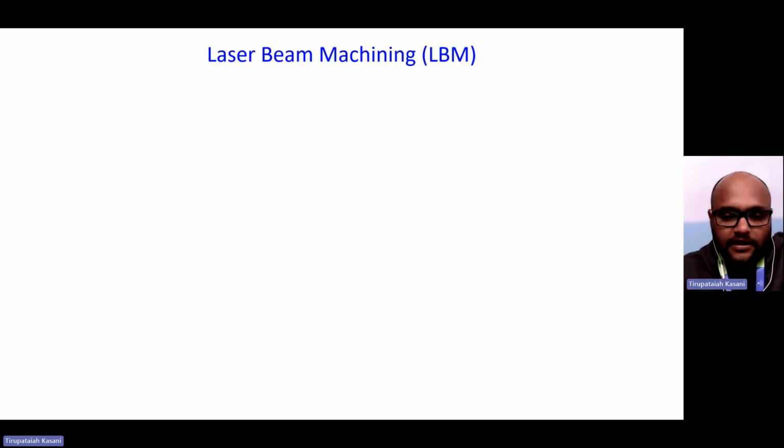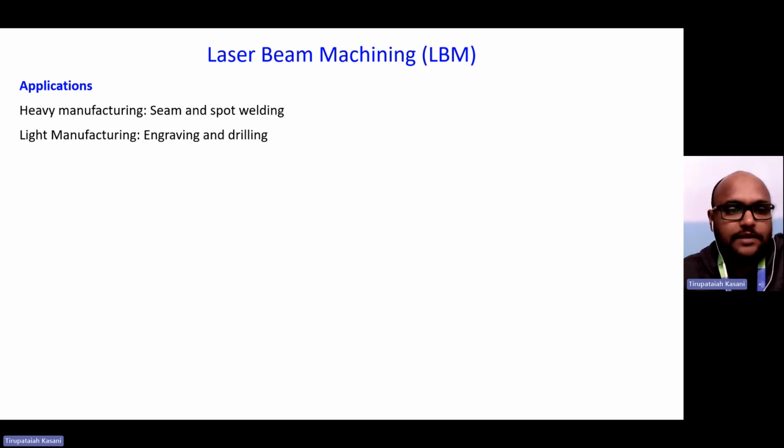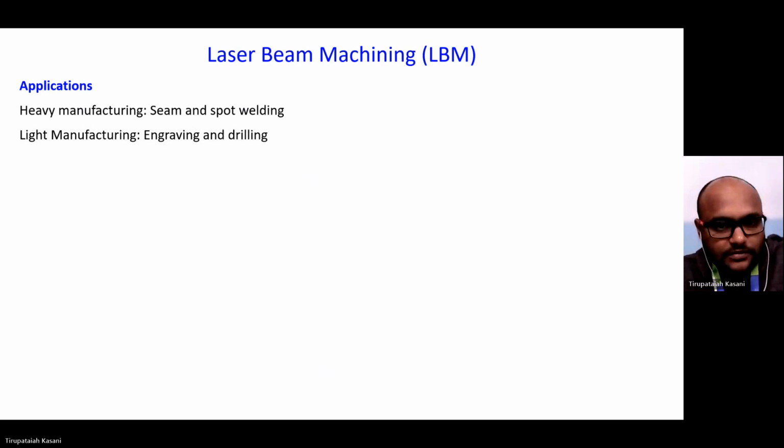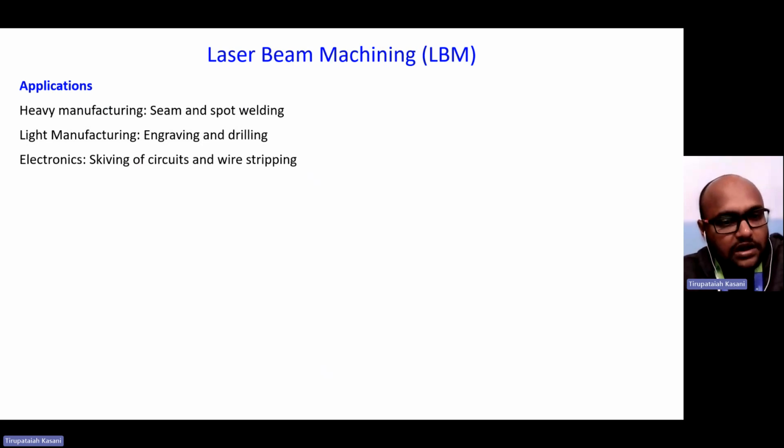Now, the applications of laser beam machining. Heavy manufacturing: seam and spot welding. Spot welding is a kind of welding wherein there is no continuous joint between the plates. It is done at a few locations to set the position of the plates before the continuous welding. Light manufacturing: engraving and drilling. In the electronics field: scribing of circuits and wire stripping. In the medical field: cosmetic surgery and hair removal.